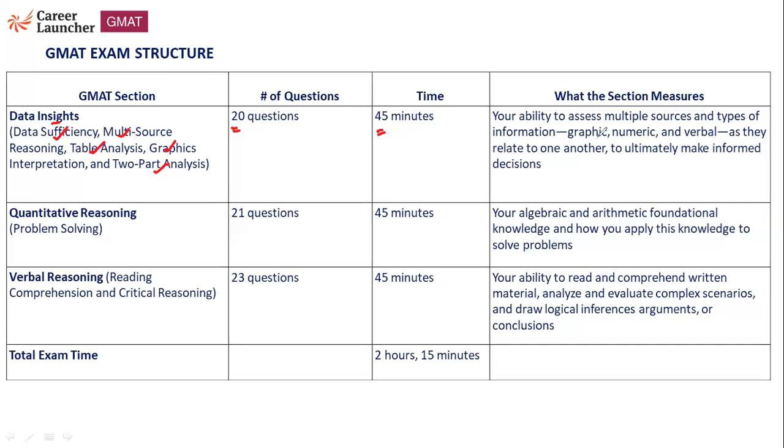This section assesses your understanding and interpretation of graphics, and both quant and verbal skills will be required here. Quant has problem solving type questions, which are 21. Each question has five options. 45 minutes are given here. Verbal assesses your reading skills as well as your reasoning skills. There are 23 questions here, given 45 minutes.